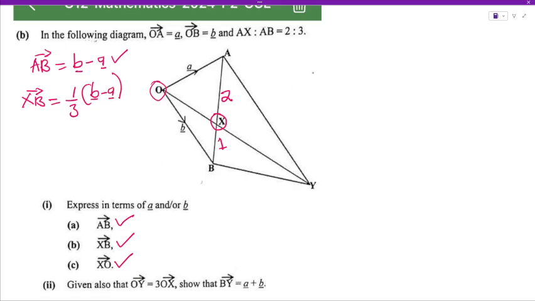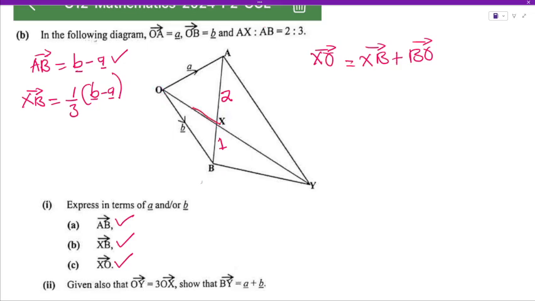So now we're asked to find xo. How can you move from x to o? We know vector xb, right? So for us to move from x to o, we can say xb plus bo. We can move from x to b, and then from b we move to o, thereby achieving vector xo. So xo is equal to vector xb plus vector bo, right?